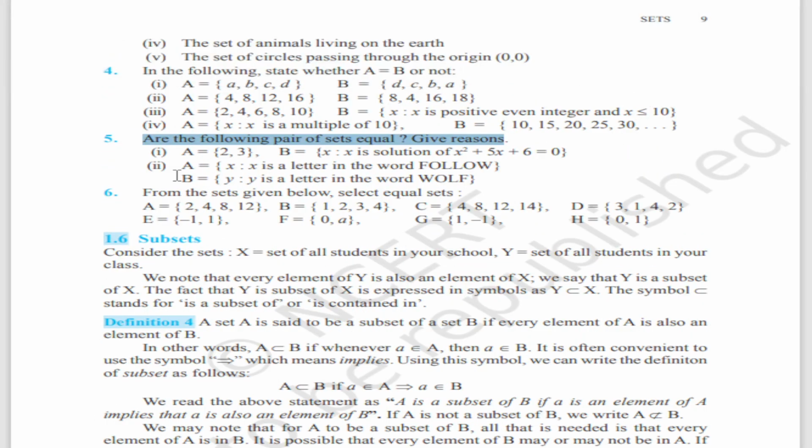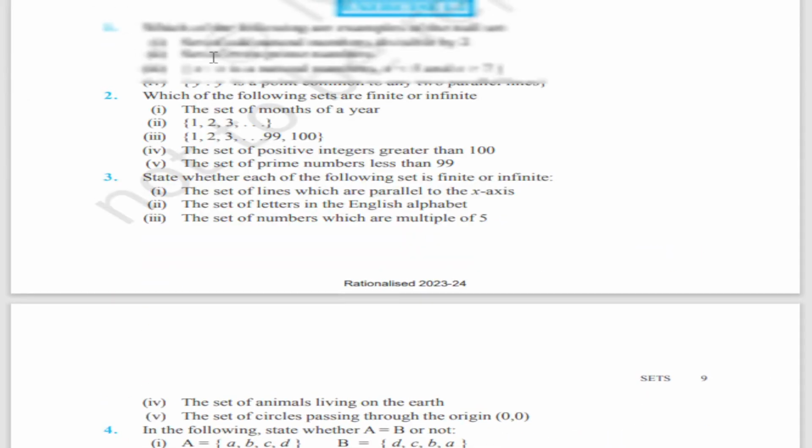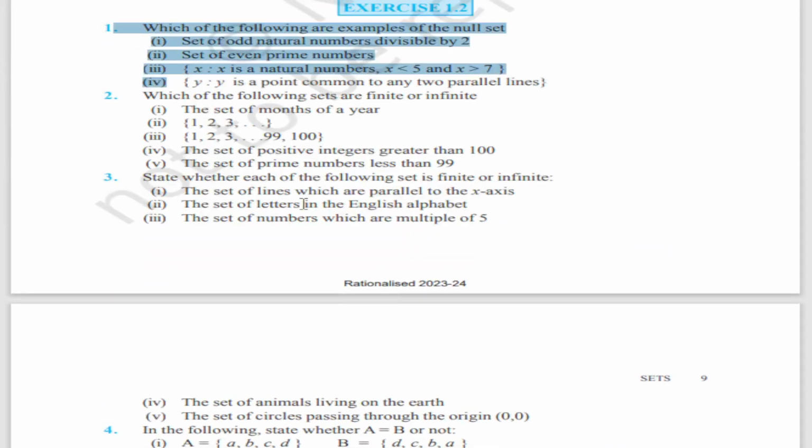Now in the next session we will learn about subsets of the real set, the set of all real numbers, right? And we will also talk about intervals, which are again subsets of real numbers. So till then, please complete this exercise 1.2.